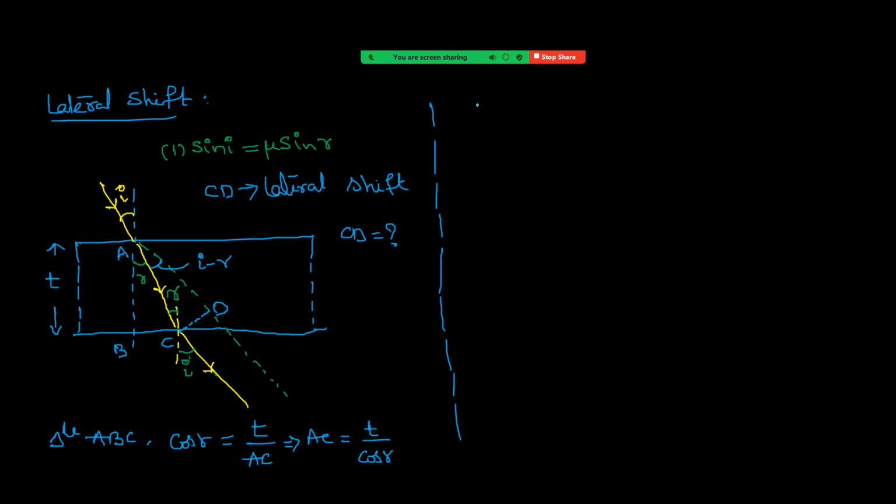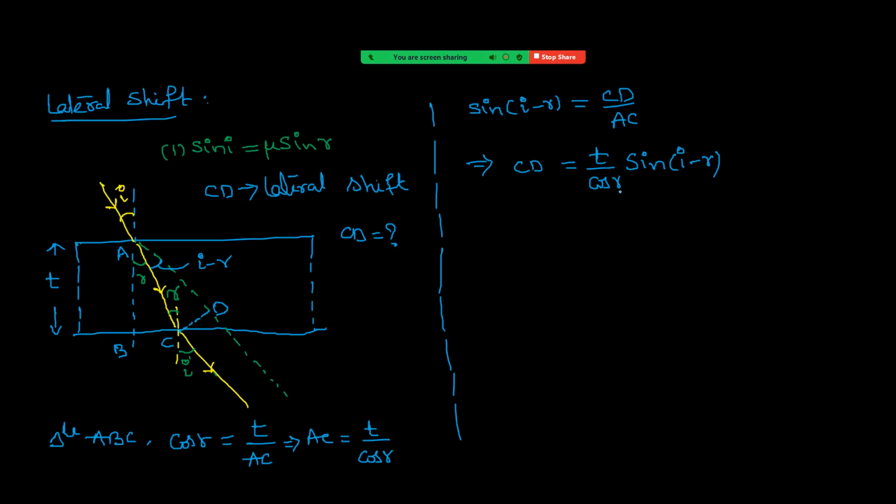So take here sine of I minus R. Sine of I minus R is equal to CD, which we want to calculate, upon AC. So from this lateral shift, CD is equal to AC. AC is now T by cos R into sine of I minus R. So this is now the expression for lateral shift.